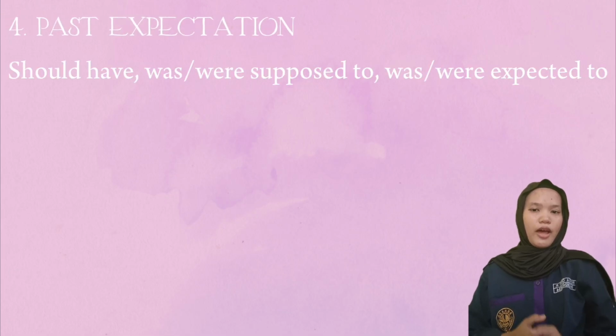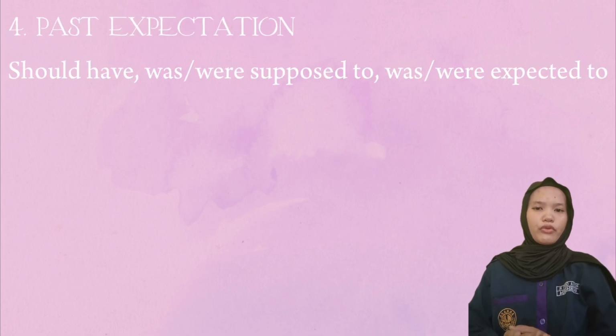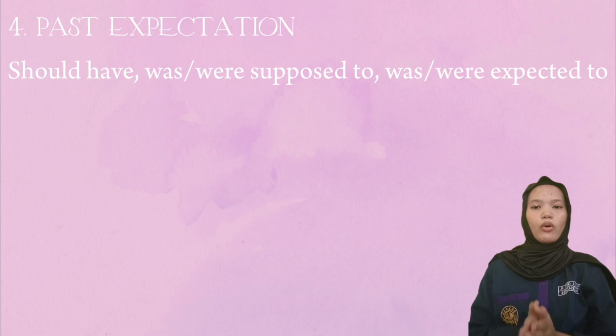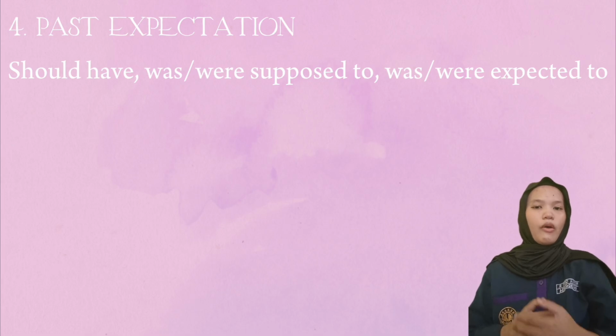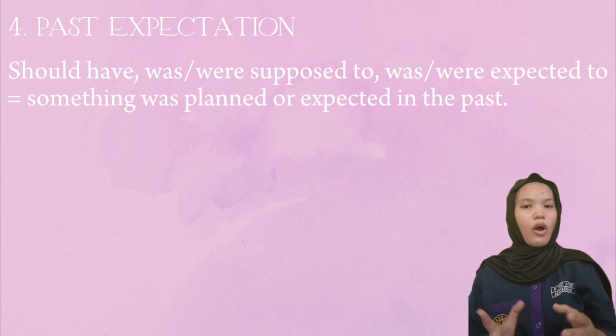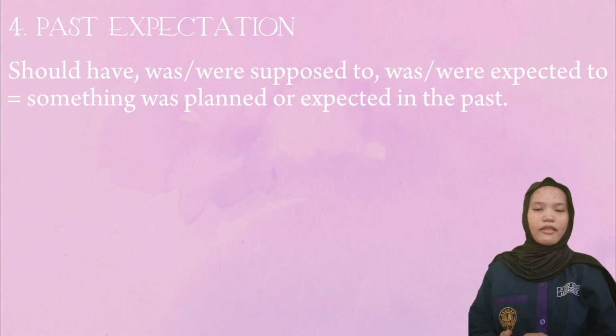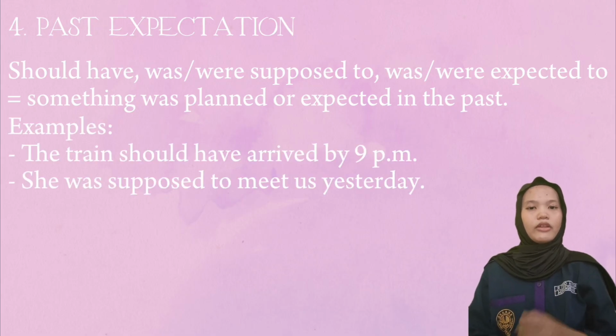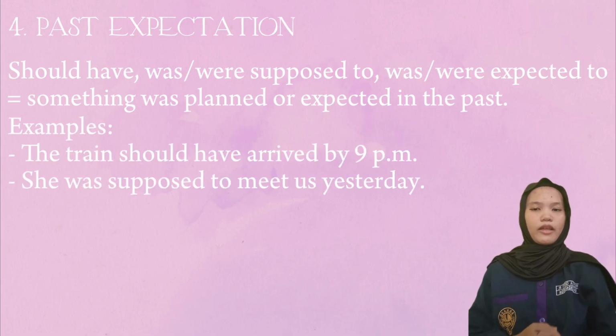We use should have, was or were supposed to, and was or were expected to when something was planned or expected in the past. For example, the train should have arrived by 9 p.m. He was supposed to meet us yesterday.